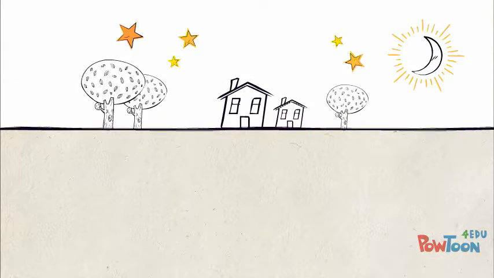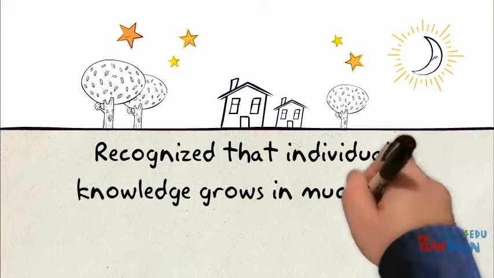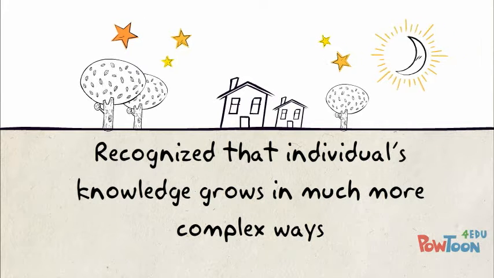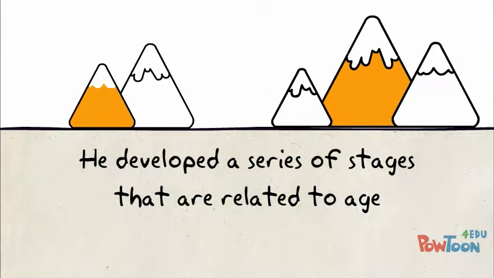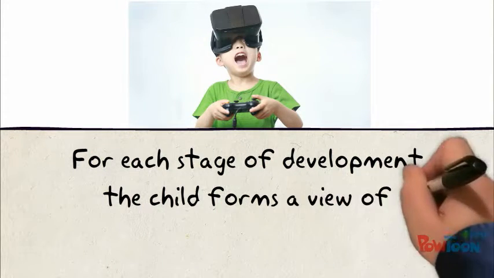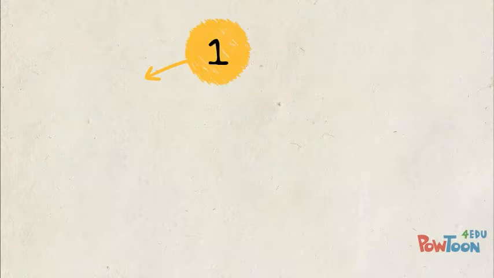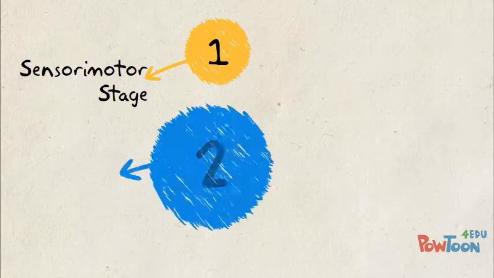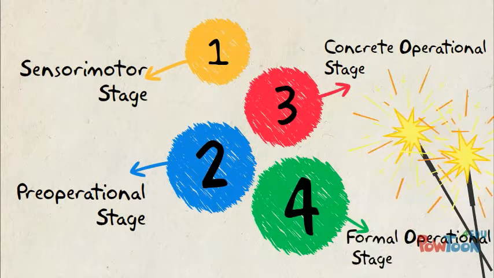Piaget also recognized that individuals' knowledge grows in much more complex ways than just assimilation and accommodation, and developed a series of stages that are related to age. The stages are progressive because one must be accomplished before the next can occur. For each stage of development, the child forms a new view of reality for that age period. There are 4 stages of cognitive development that demonstrate how we are in different stages in our lives. We learn in different ways.